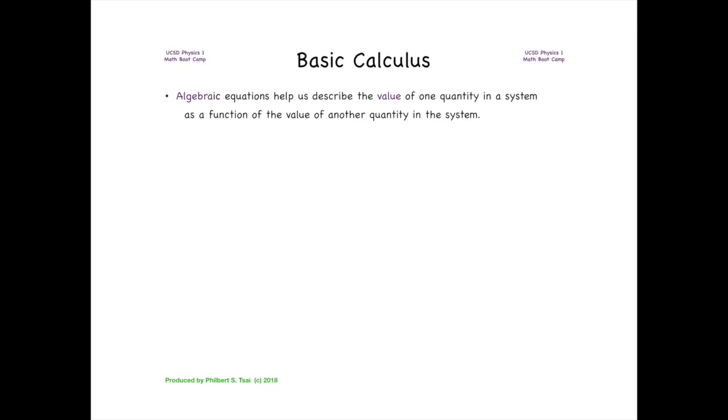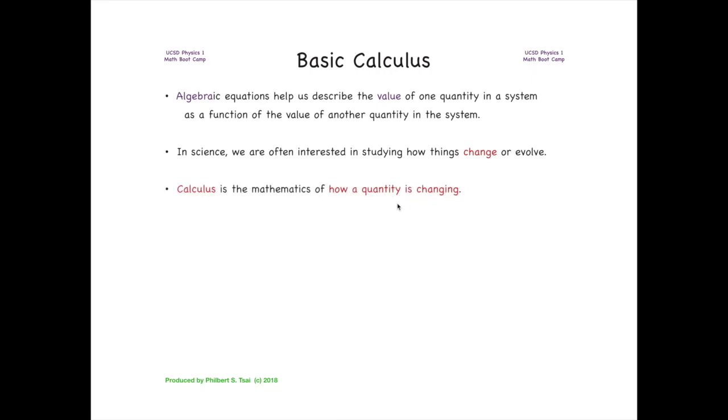Up to this point, we've been dealing with algebraic equations. Algebraic equations help us describe the value of one quantity in the system as a function of the value of another quantity in the system. But in science, we're often interested in studying how things change or evolve. Calculus is the mathematics of how a quantity is changing.